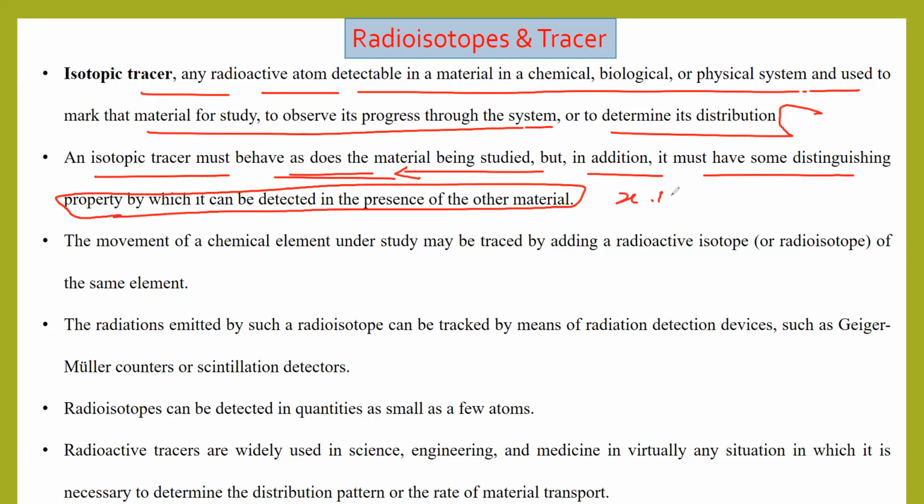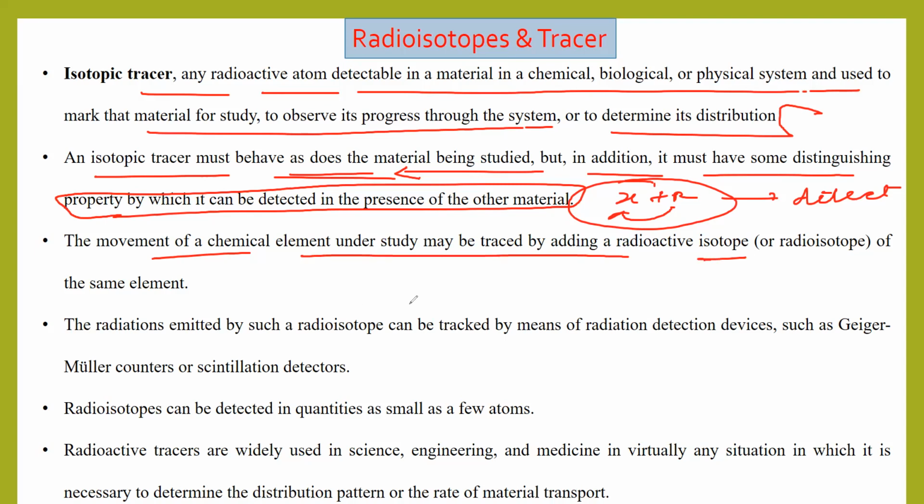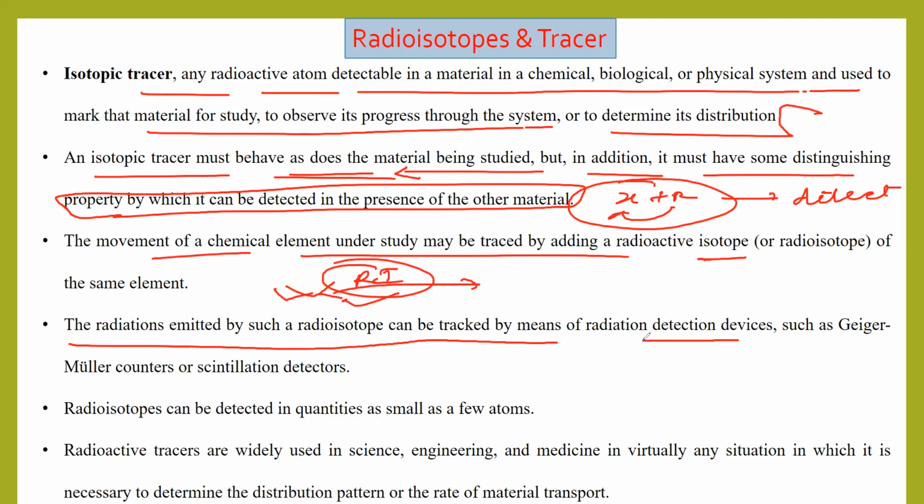Means suppose this is the X and this is the R. So R must be distinguished from X. Then and only then will we be able to detect. The movement of a chemical element under study may be traced by adding radioisotopes. So suppose if you want to study any process, then we will use radioisotopes, and using radioisotopes we can trace the pathway which is being used by the chemical element or any process. The radiation emitted can be tracked by means of a radiation detection device.